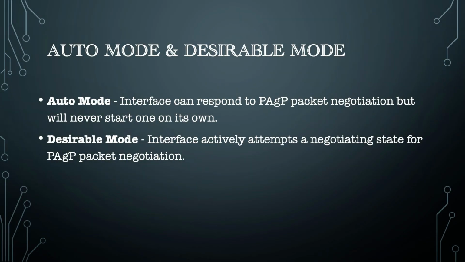PAgP EtherChannel can combine a maximum of 8 physical links into a single virtual link. Port aggregation takes place through two different modes, auto or desirable. In auto mode, an interface can respond to PAgP packet negotiation, but will never start one on its own. On the other hand, in desirable mode, the interface actively attempts to negotiate PAgP packets.